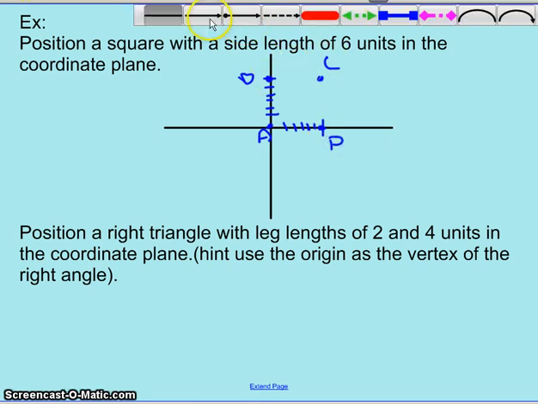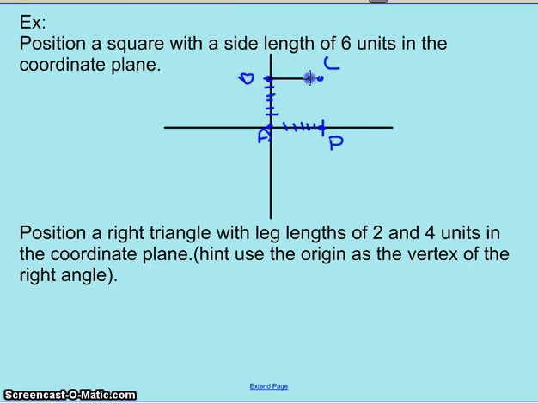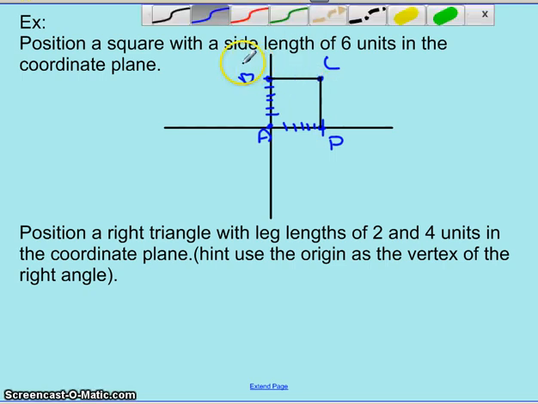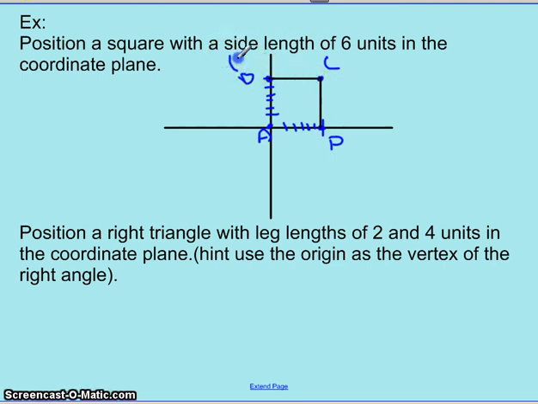We're just going to connect the dots real quick here, and we're going to list those vertices so that everybody knows how we came up with this square. So vertex B would be at 0, 6. C is going to be at 6, 6. D is going to be at 6, 0, and then A is going to be at 0, 0. So now we have our square in the coordinate plane.